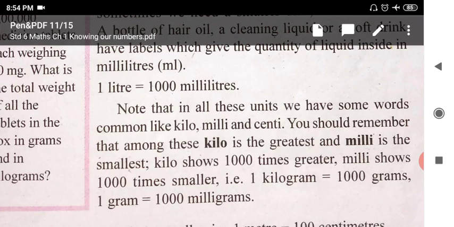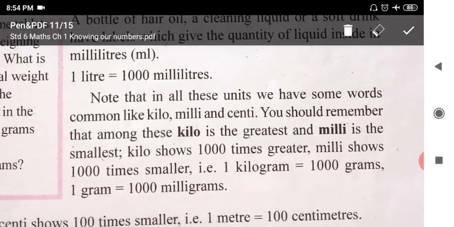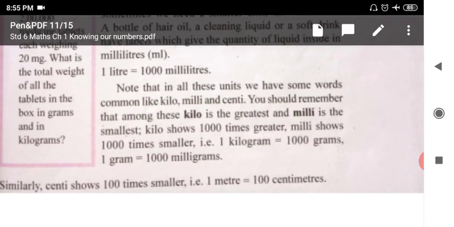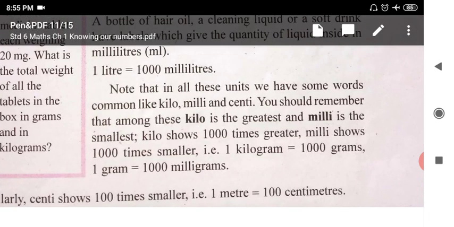So from all this we can conclude: kilo is the greatest and milli is the smallest. 1 kilogram is equal to 1000 grams and 1 gram is equal to 1000 milligrams. So these are the things we have to keep in mind.